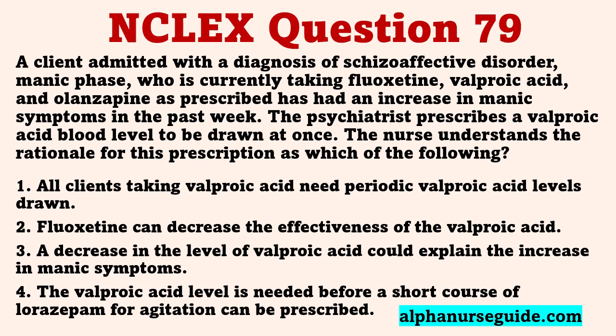A client admitted with a diagnosis of schizoaffective disorder, manic phase, who is currently taking fluoxetine, valproic acid, and olanzapine prescribed has had an increase in manic symptoms in the past week. The psychiatrist prescribes a valproic acid blood level to be drawn at once. The nurse understands the rationale for this prescription, as which of the following? 1. All clients taking valproic acid need periodic valproic acid levels drawn. 2. Fluoxetine can decrease the effectiveness of the valproic acid. 3. A decrease in the level of valproic acid could explain the increase in manic symptoms. 4. The valproic acid level is needed before a short course of lorazepam for agitation can be prescribed.